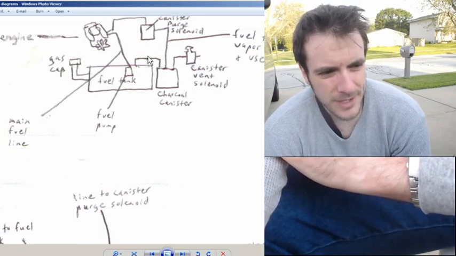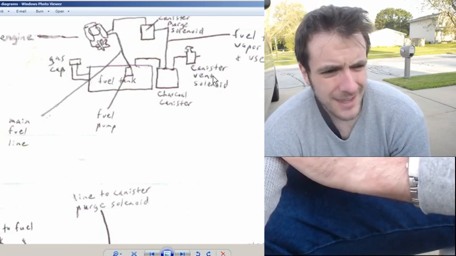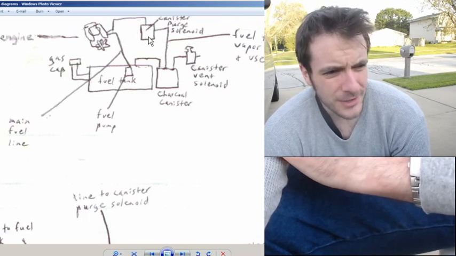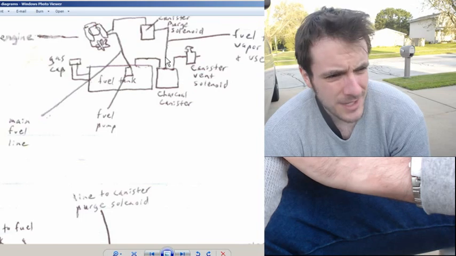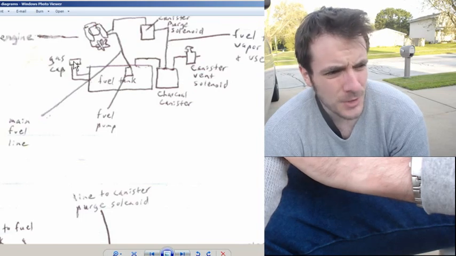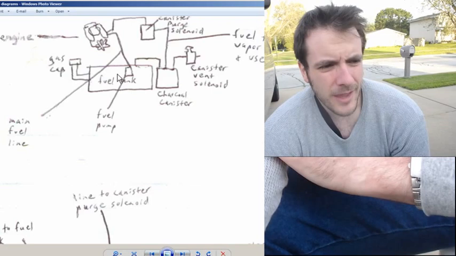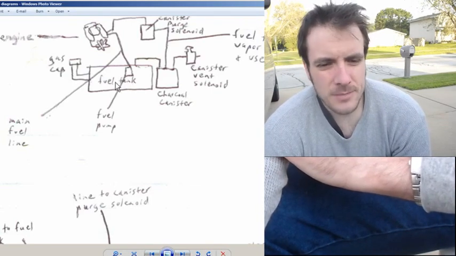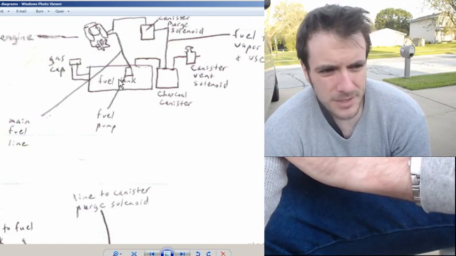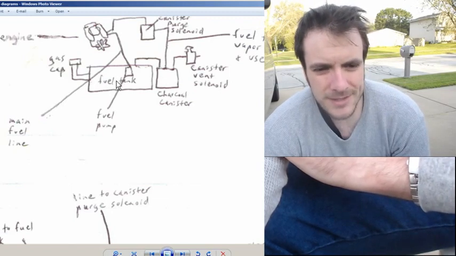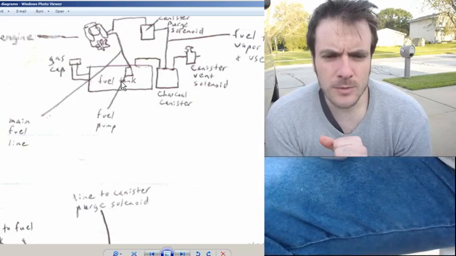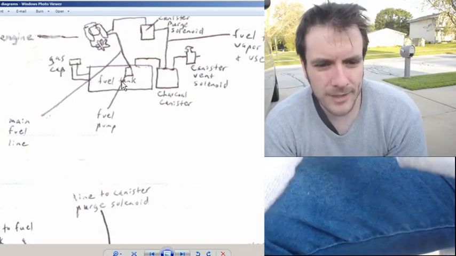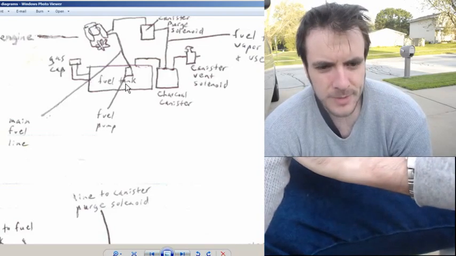But if there's a little leak in, say, this little hose, or the canister vent solenoid didn't close completely, or the purge solenoid did not close completely, or there's a leak in this hose, or this hose, or the gas cap's not on all the way, then the vacuum will dissipate because air has a way to get out. So the pressure will not remain the same, and the system will detect, hey, there's a leak in the system. Depending on the rate of loss of vacuum, it will determine how large the leak is.